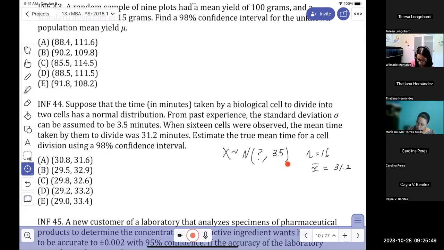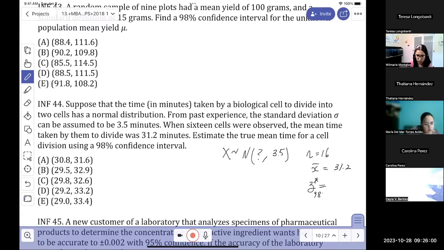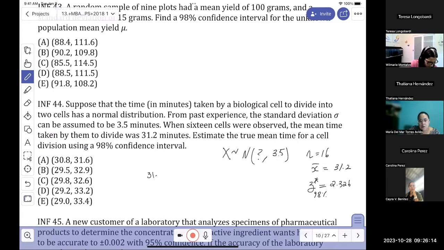So you can use Z star for 98. What is the Z star for 98? 2.326. And you got this from the T table, right? Yes. And then you're going to take the sample result plus or minus 2.326 times sigma over square root of 16. And then just be careful that you do it right.